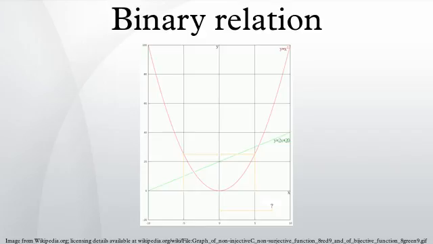Functional: for all x in X, and y and z in Y, it holds that if x R y and x R z, then y equals z. Such a binary relation is called a partial function. Both relations in the picture are functional.